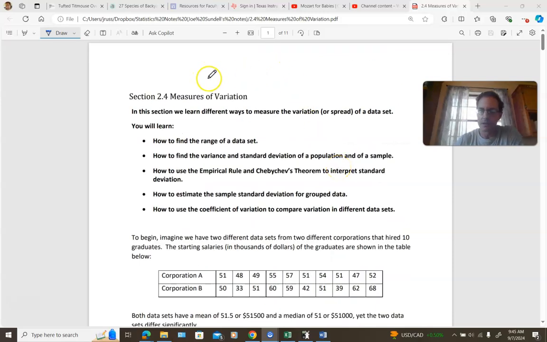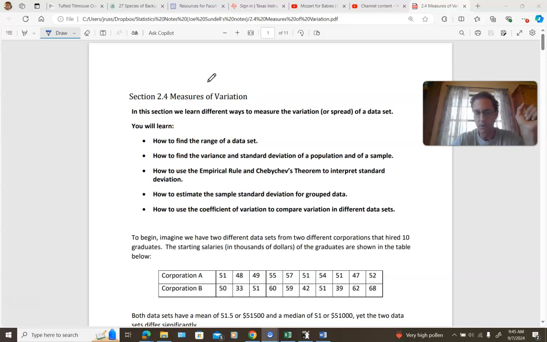We're going to be looking at section 2.4 in this video, or at least half of 2.4. If you recall previously in 2.3, we were looking at measures of central tendency. We looked at the mean, the median, and the mode. That gave us an idea of where the center of mass of the distribution was, and we also saw that some of those statistics did a better job of telling us where that center was.